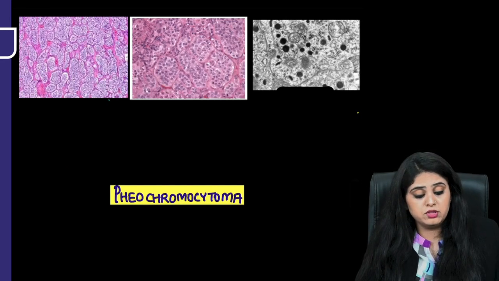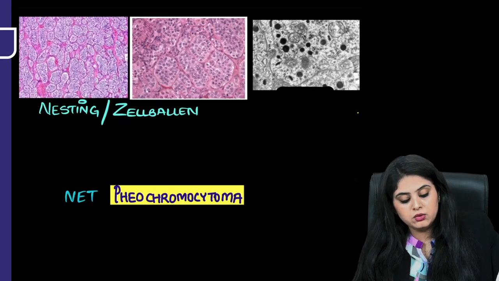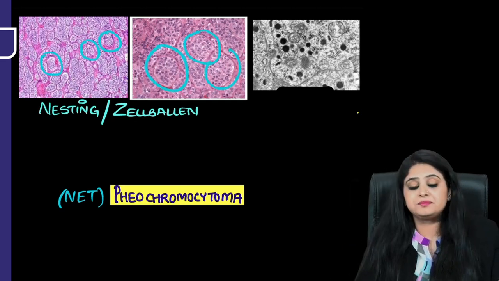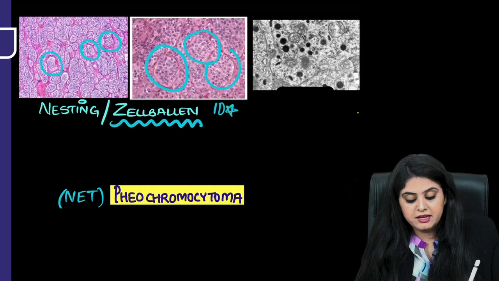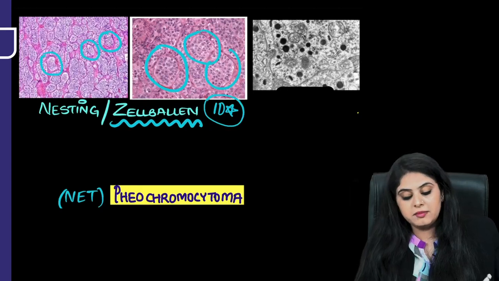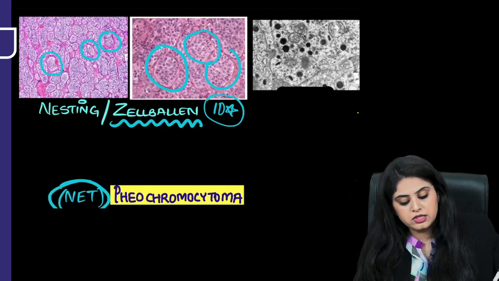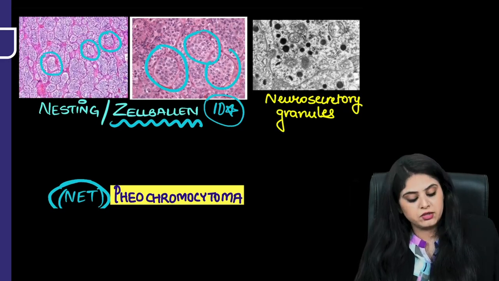Very famous for 2-3 points. You know that pheochromocytoma is a neuroendocrine tumor, and that is obviously going to involve the famous pattern called nests. A round nest forms. But over here, the nesting pattern is called Zellballen pattern. 10-star question. Very, very important. The nesting pattern is known as Zellballen pattern, and because it is a neuroendocrine tumor, every neuroendocrine tumor shows you the same thing under the electron microscope.